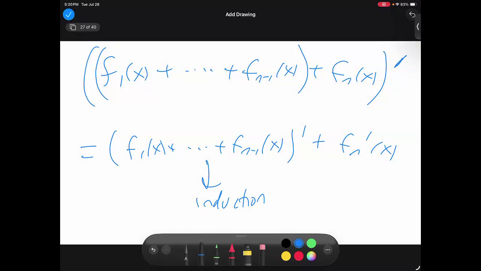So do we know that for the sum of any number of functions, the derivative of that sum is the sum of the derivatives?